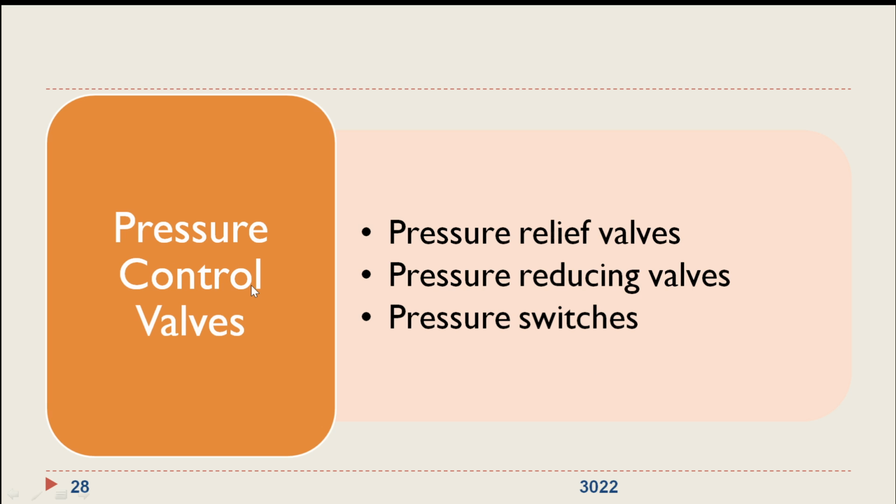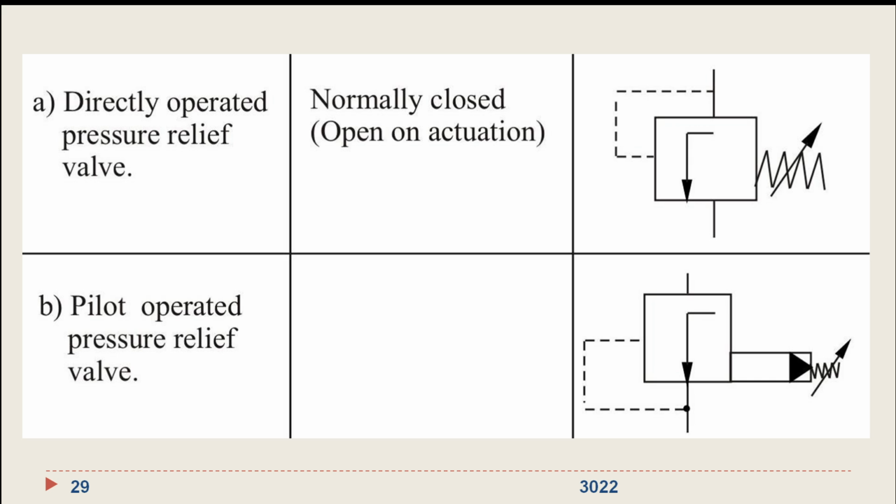Now coming to the third category of valves, pressure control valves. There are pressure release valves, pressure relief valves, pressure reducing valves, and pressure switches. First one is the directly operated pressure relief valve. It is usually in closed condition, normally closed, open on actuation.